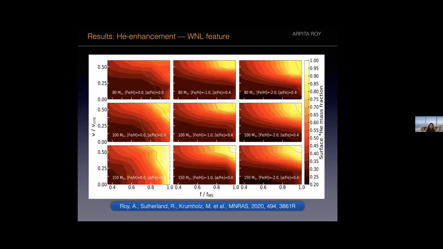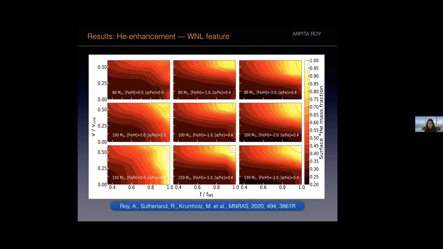Now to show the results, in this plot, what I'm showing is the surface helium mass fraction, shown by this color bar, as a function of v/v_crit and their time evolution. This time scale is normalized to the main sequence lifetime. As you can see, the top to bottom panels are increasing stellar masses from 80 to 150 solar masses, and left to right, they are decreasing metallicities: solar, 1/10 of solar and 1/100 of solar.